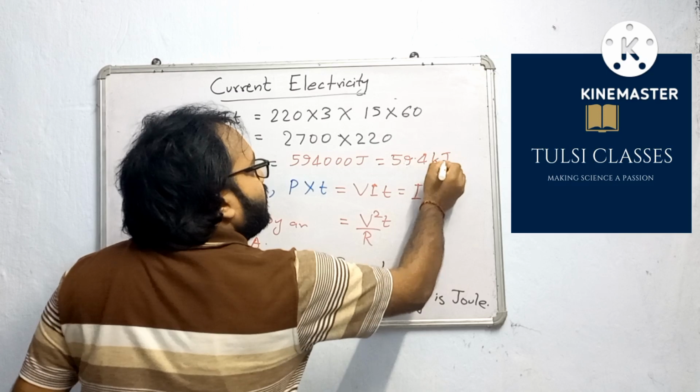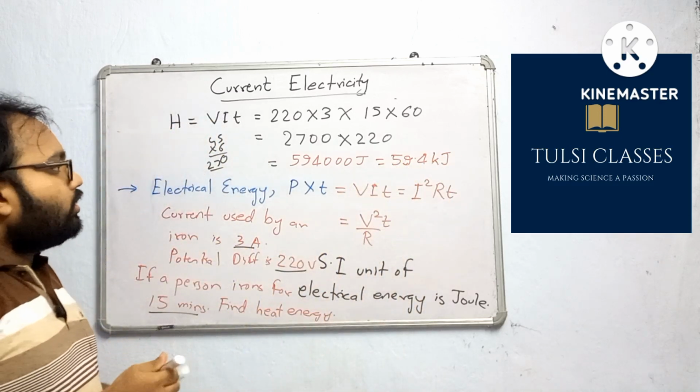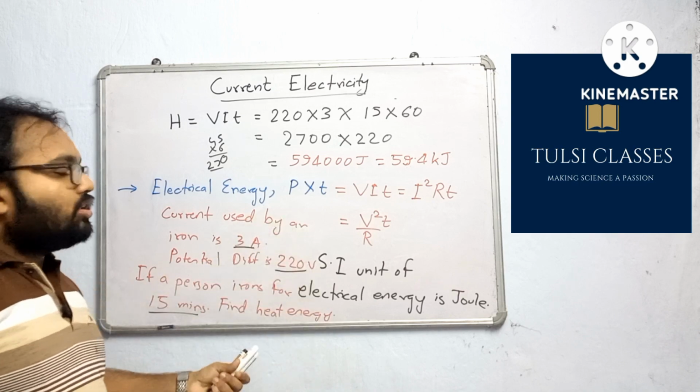594 small k capital J, 594 kilojoule. In this way a question may be given from this formula. Let's move to the next concept.